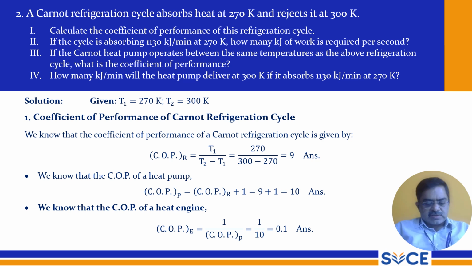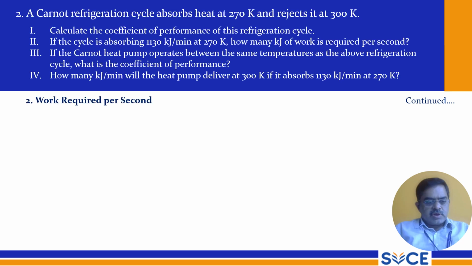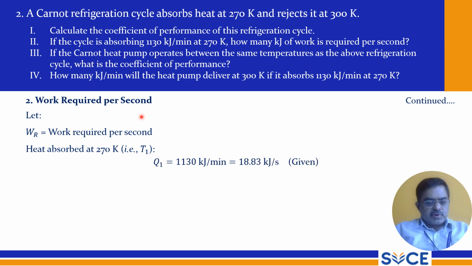And second task, work required per second. We have to calculate the work required per second, and let the work required per second be WR, and the heat absorbed at 270 Kelvin, that is T1. T1 is 270, the lower temperature.